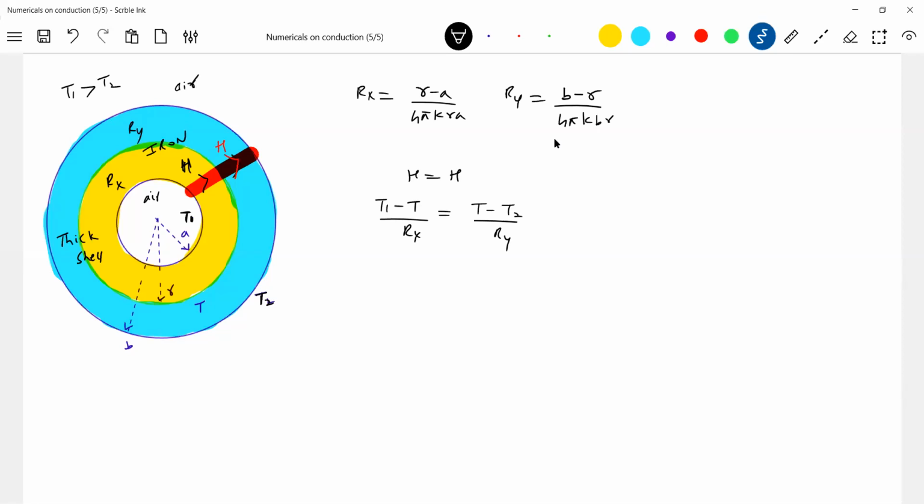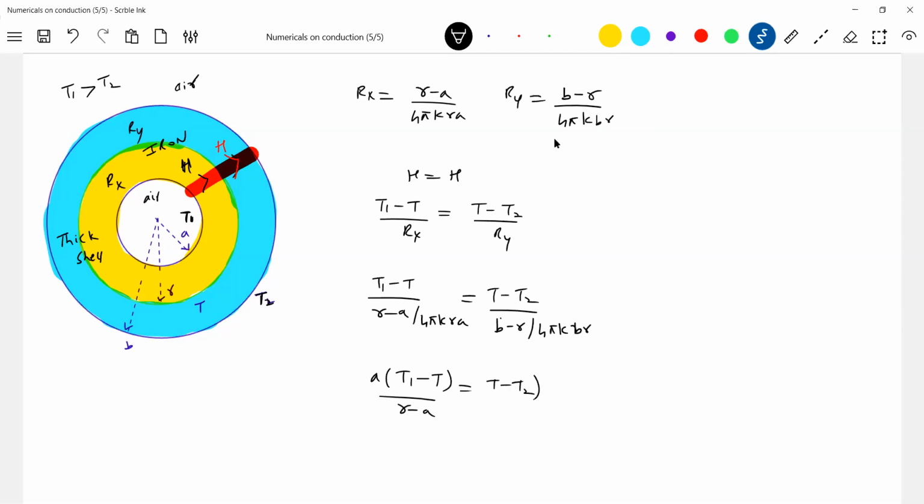Okay, so let's substitute Rx. What is Rx? (r minus a) by 4 pi K r a. The same procedure for Ry. So the 4 pi K r gets eliminated. So a into (T1 minus T) by (r minus a) equals (T minus T2) b by (b minus r). Solve for T as a function of r, and you will get the required answer.